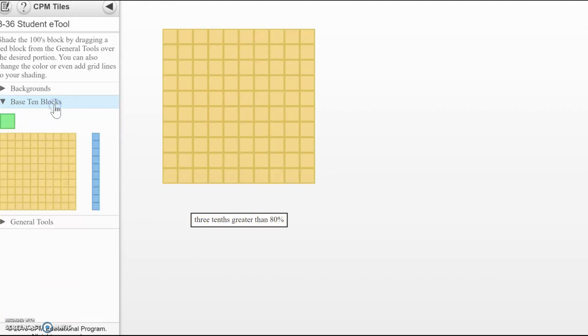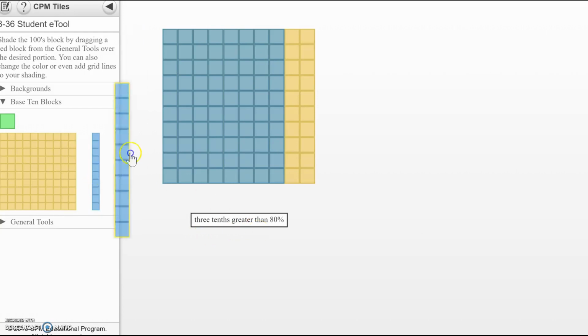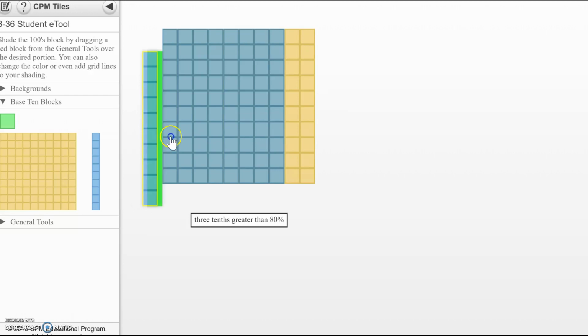So for that I'm going to grab tenths blocks and I'm going to build 80%. 1, 2, 3, 30, 40%, 50%, 60%, 70, and 80%. And it's saying 3/10 greater than 80%. So these 10% are also tenths. So that's 80%. And I need 3 more of these.